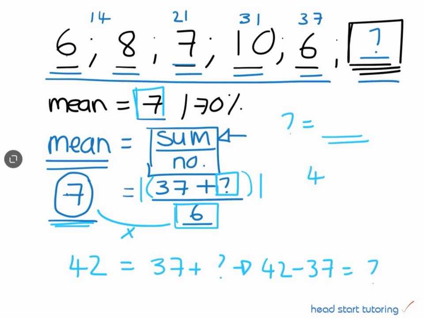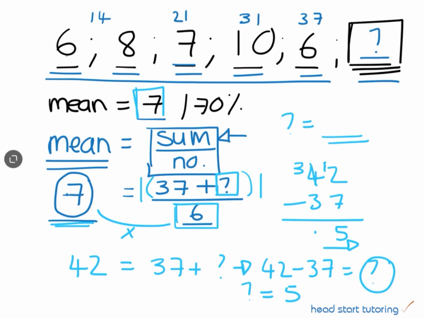So 42 minus 37, work that out on the side. We need to borrow, and that's a 5, and then that's nothing. So we end up getting 5. That tells us that our question mark is going to be equal to 5.